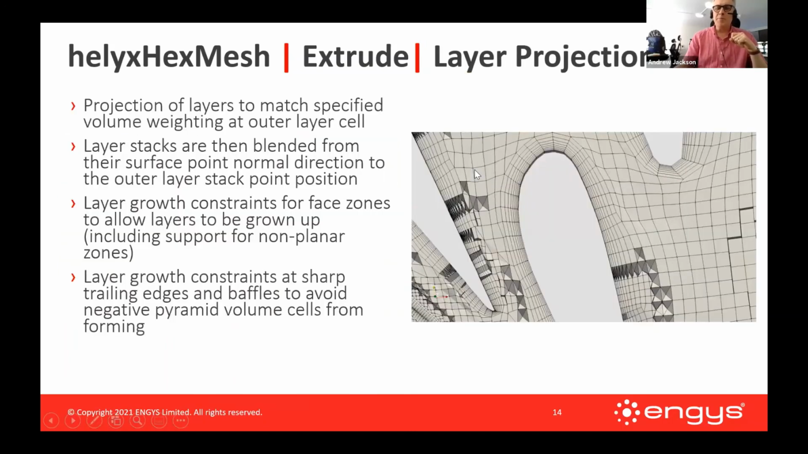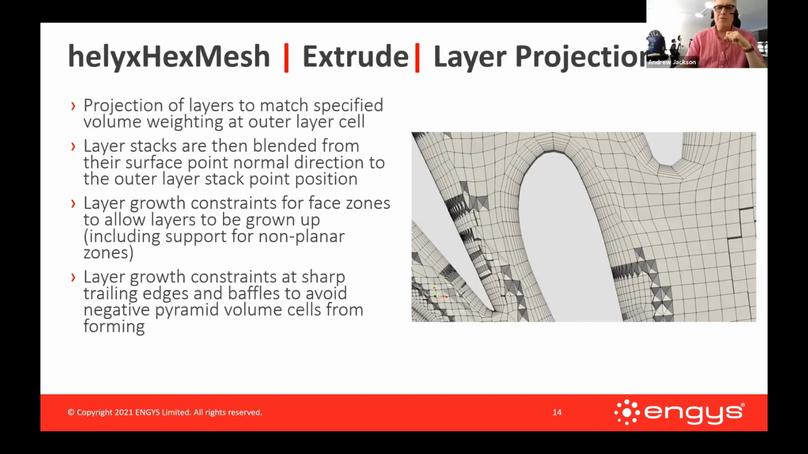So I'll talk a bit more about the layer projection method that we use to inflate the layers. It's primarily driven by trying to match the outer layer cell by using a volume weighting from the inner to the outer layer stack. And then for the layers themselves, we use the surface normal direction, and we blend from the surface normal direction to the outer layer stack point.